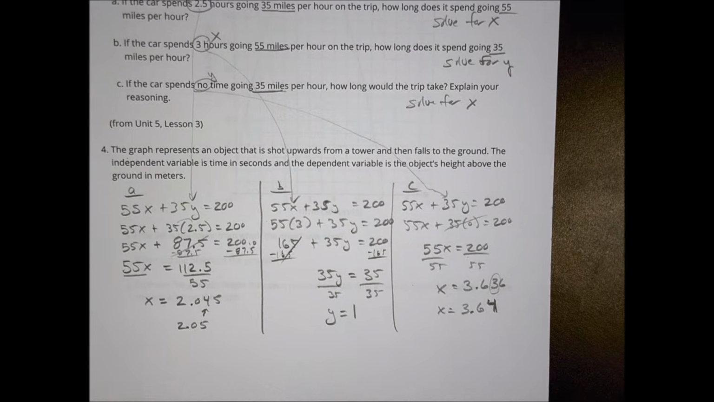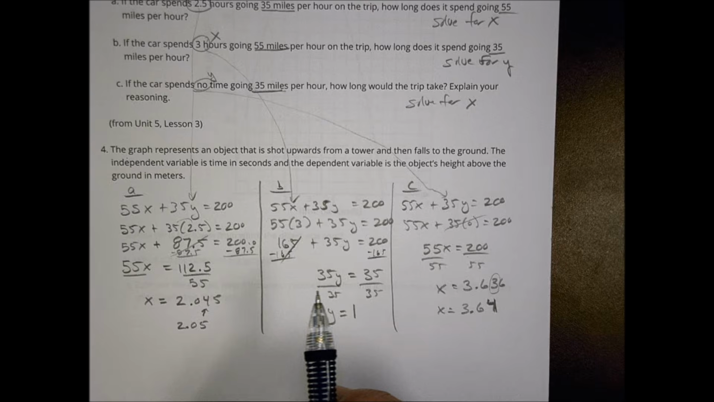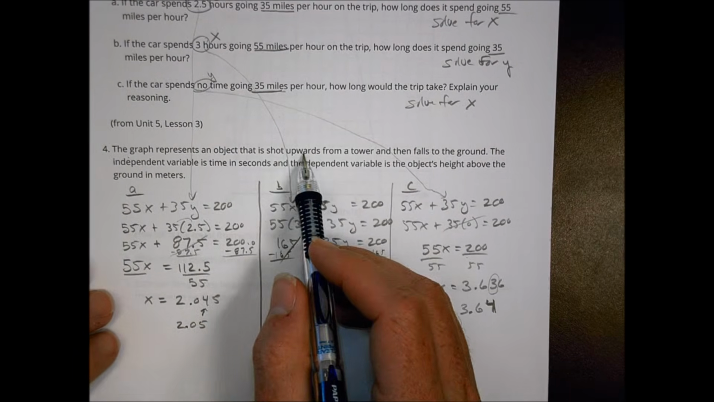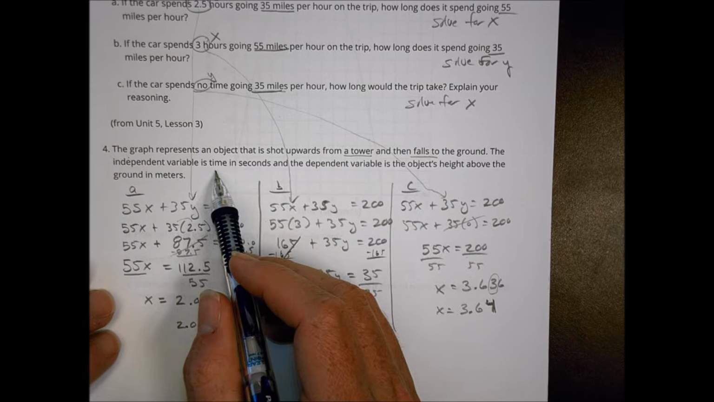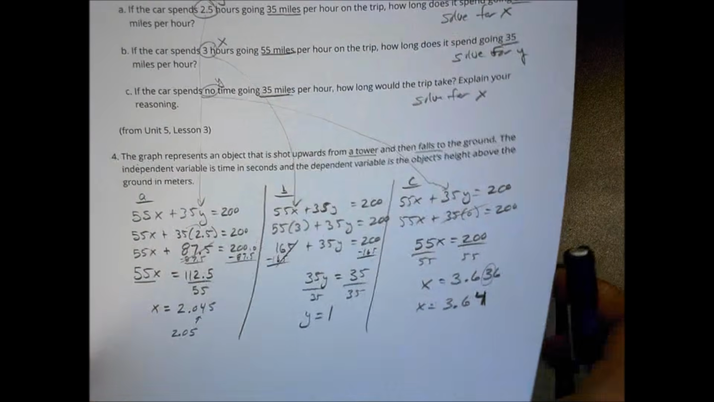3.64 hours is about how long that would take to go 0. All right, so those are my answers for A, B, and C for number 3. The next one says, the graph represents an object that is shot upwards from a tower and then falls to the ground. The independent variable is time in seconds. The dependent is the height of the object above the ground in meters. Let's take a look at the graph here on the next page.